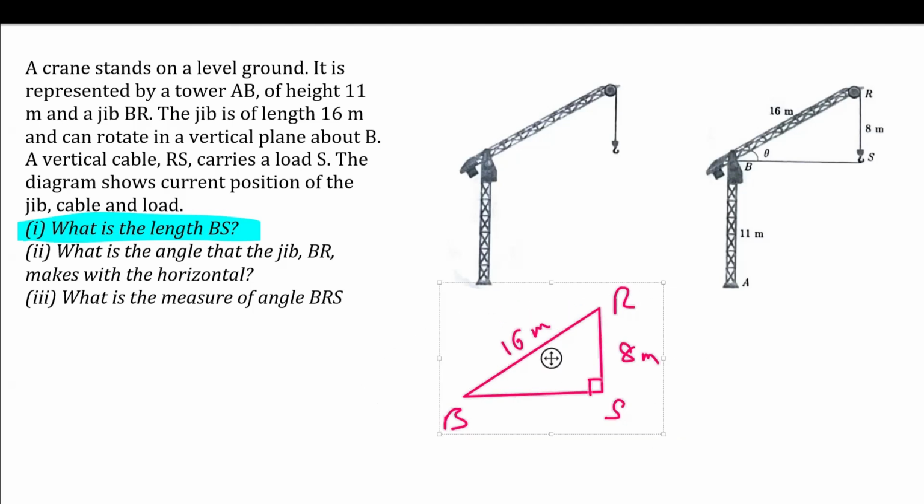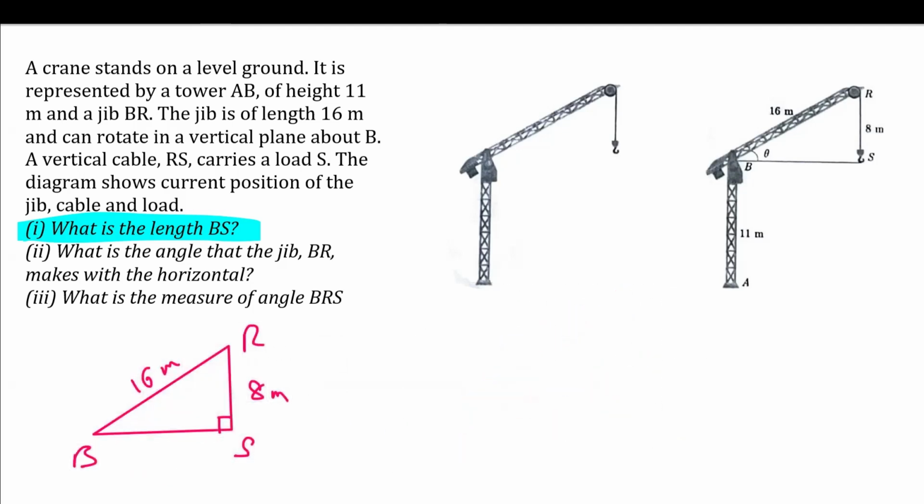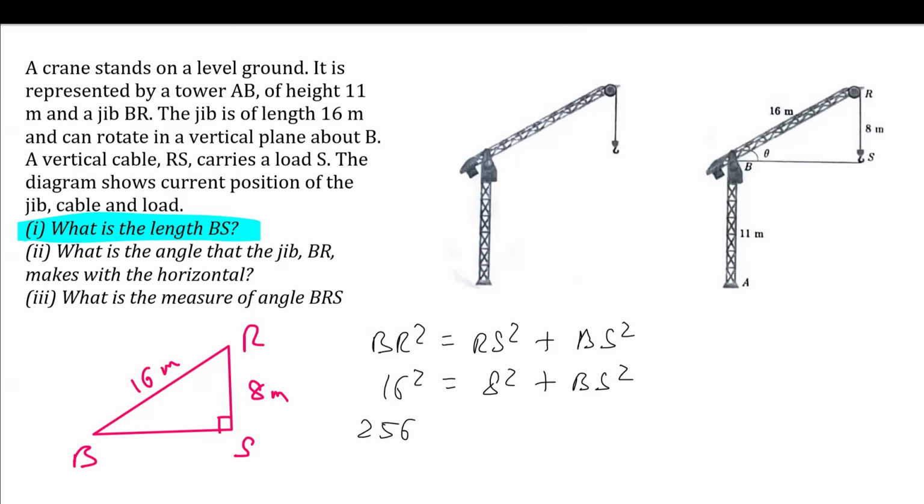So clearly we are going to apply the Pythagoras theorem. The square of the hypotenuse, BR in this case, is equal to the sum of the squares of the other two sides. BR square is equal to RS square plus BS square. BR is 16, so 16 square, RS is 8, so 8 square, and BS is what we have to calculate. 16 square is 256, and 8 square is 64.